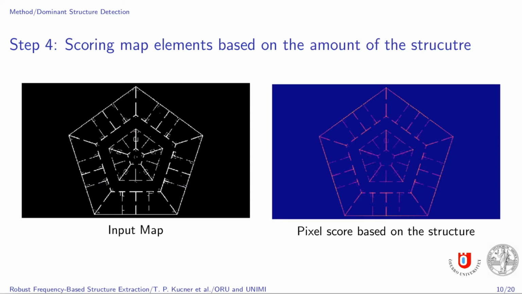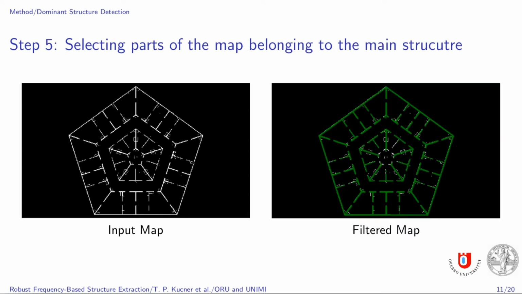Here we can see the result of filtering the map in frequency spectrum. On the left, we can see the input map. On the right, we can see how much each pixel contributes to the global structure of the environment, as identified in the previous step. The score of each pixel of the map is computed as amplitude from the inverse Fourier transform of the filtered frequency spectrum. The brighter colors correspond to the pixels well contributing to the structure, while the darker ones correspond to the pixels not corresponding to the structure.